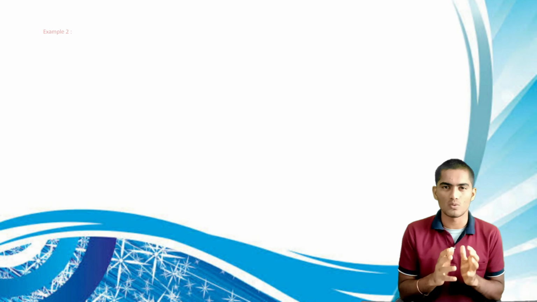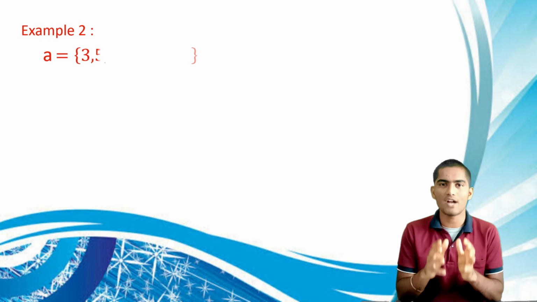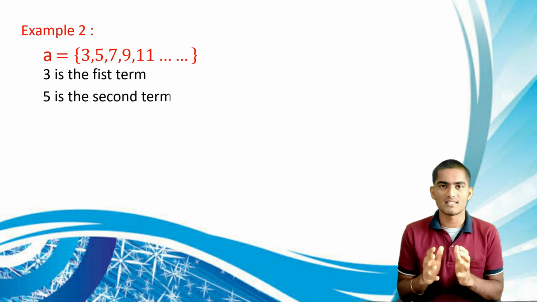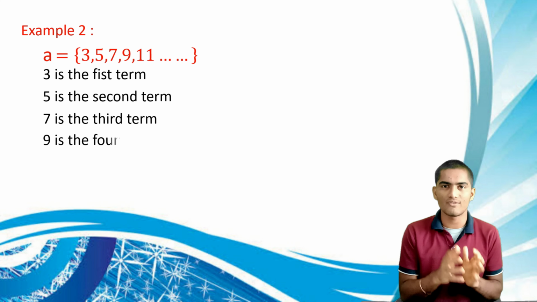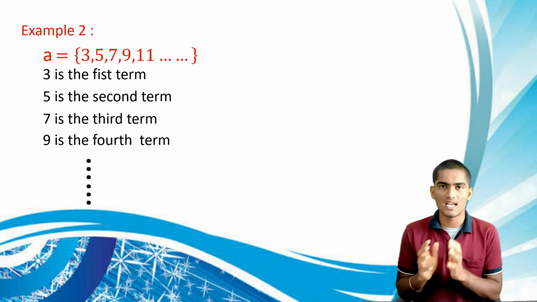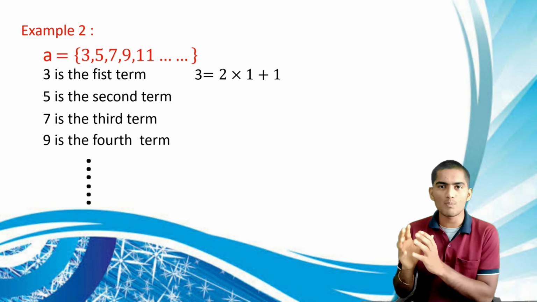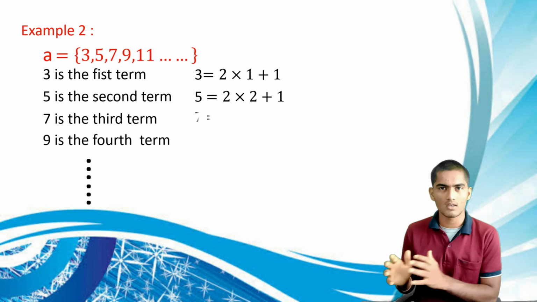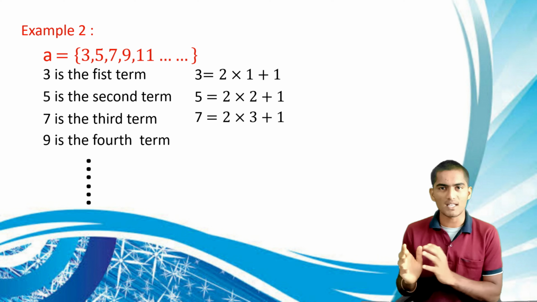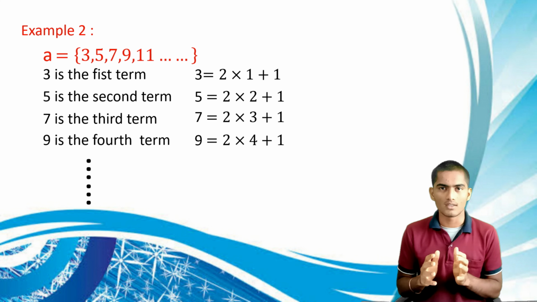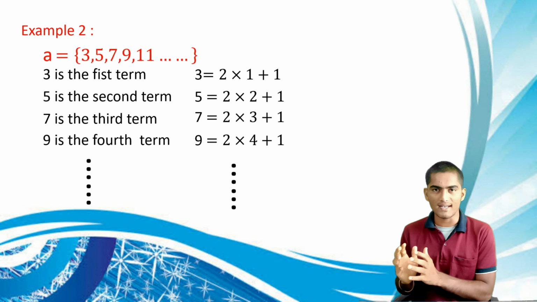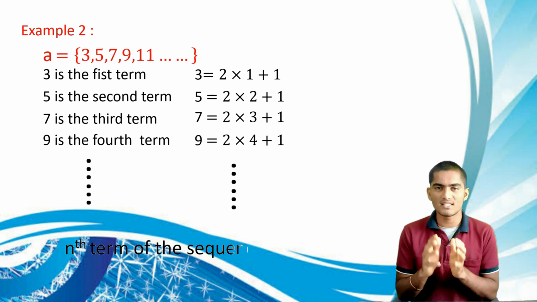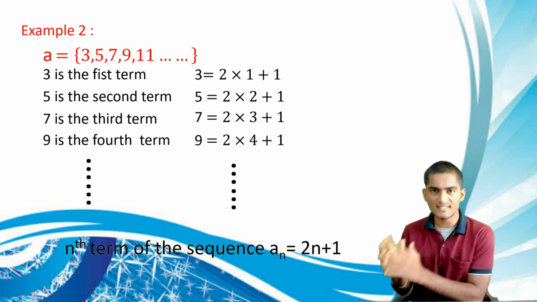Let's take example 2, the sequence 3, 5, 7, 9, 11 and so on. The first term is 3, second term is 5, third term is 7, fourth term is 9 and so on. 3 equals 2 into 1 plus 1, 5 equals 2 into 2 plus 1, 7 equals 2 into 3 plus 1 and so on. These elements follow a pattern. The pattern is 2n plus 1. This is the nth term of this sequence.